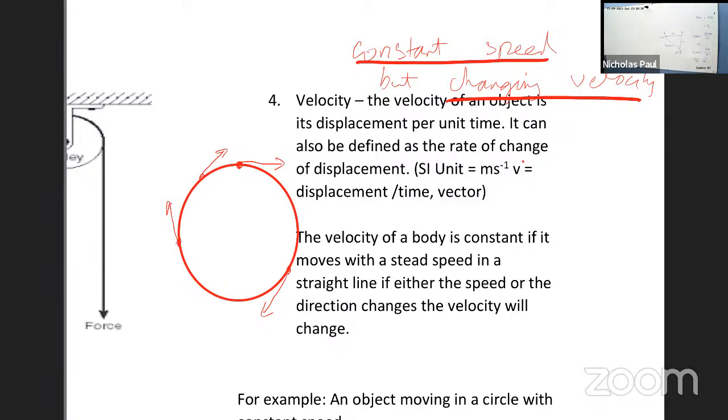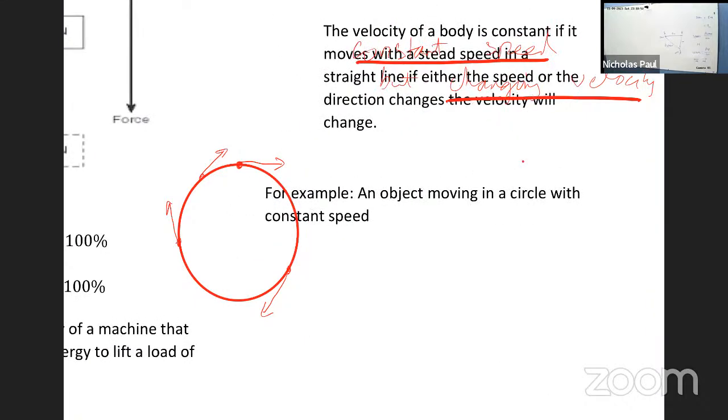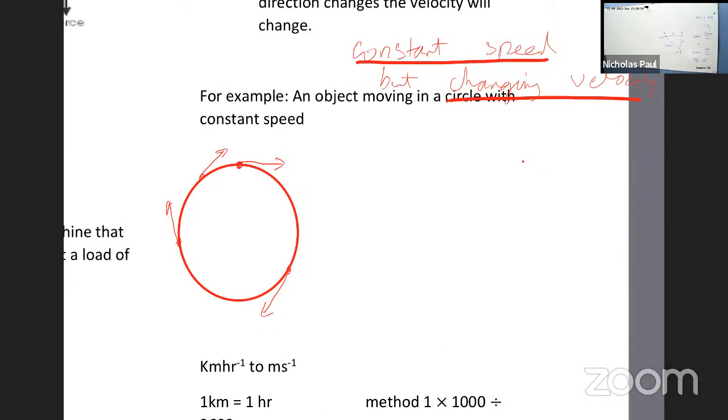So an object moving in a circle at constant speed, right? Underneath here, suppose I have a diagram.